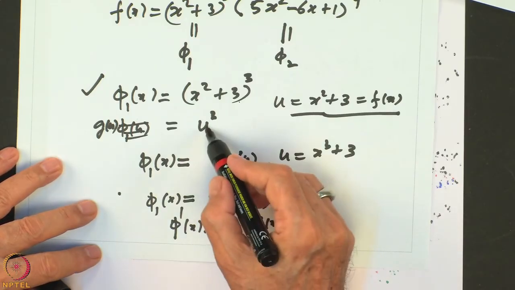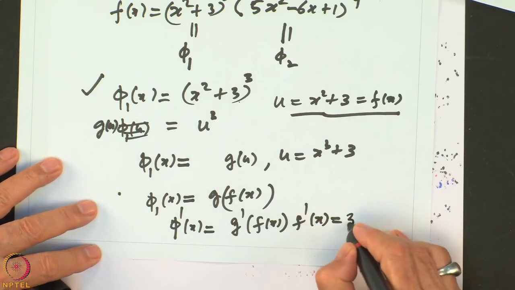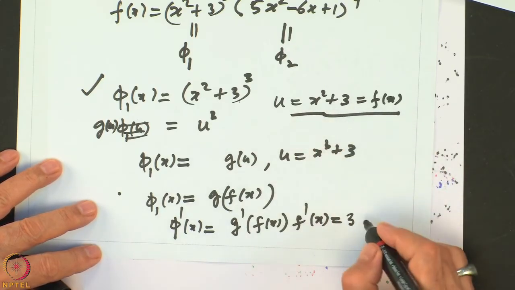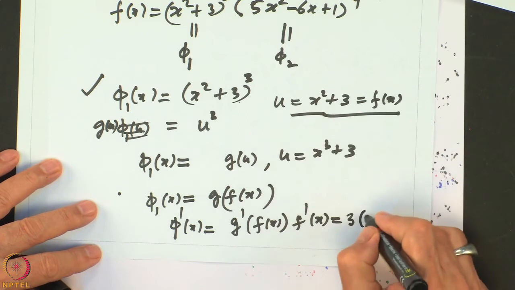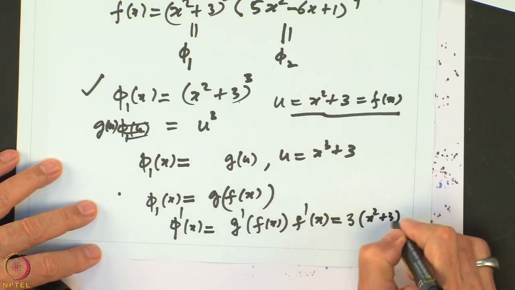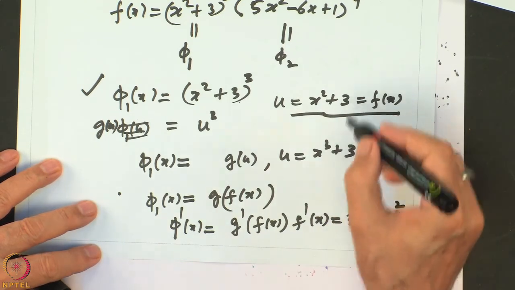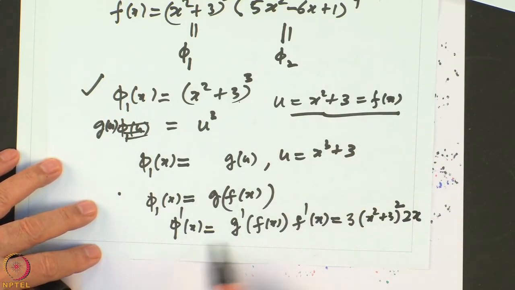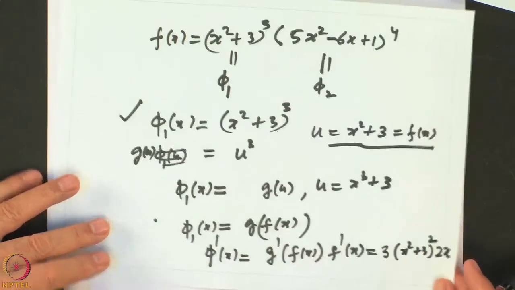So, what is g dash? That is 3u square, and what is u? U is equal to x square plus 3 from here. So, it is x square plus 3 whole square into f dash of x, which is 2x. So, that is the derivative of phi 1. Similarly, we can find out what is the derivative of phi 2.